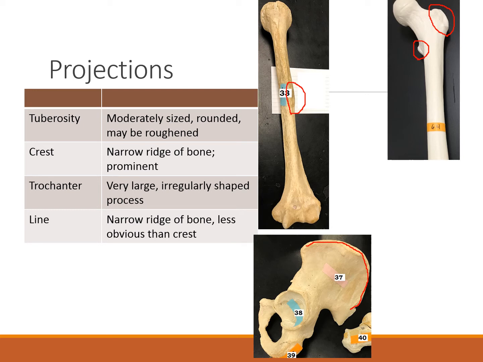Finally, a line is a narrow ridge of bone, but it's much less prominent than a crest. Examples can be found on the femur. There's a ridge of bone, a line, that goes from the greater trochanter to the lesser trochanter. It is called the intertrochanteric line. There's another line on the femur called the linea aspera, but it is not pictured here.